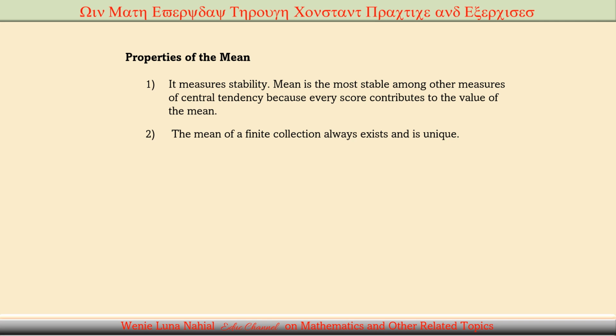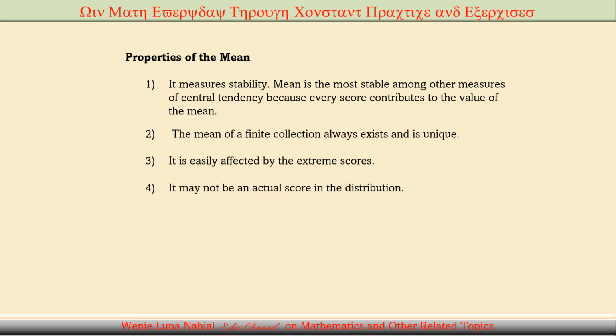The mean of a finite collection always exists and is unique. So that is also very true because in a finite collection, the mean always exists and it is unique. It is not repeating. It is all different at all times. Then it is easily affected by extreme values. So mean is not a good measure of central tendency if there are outliers.